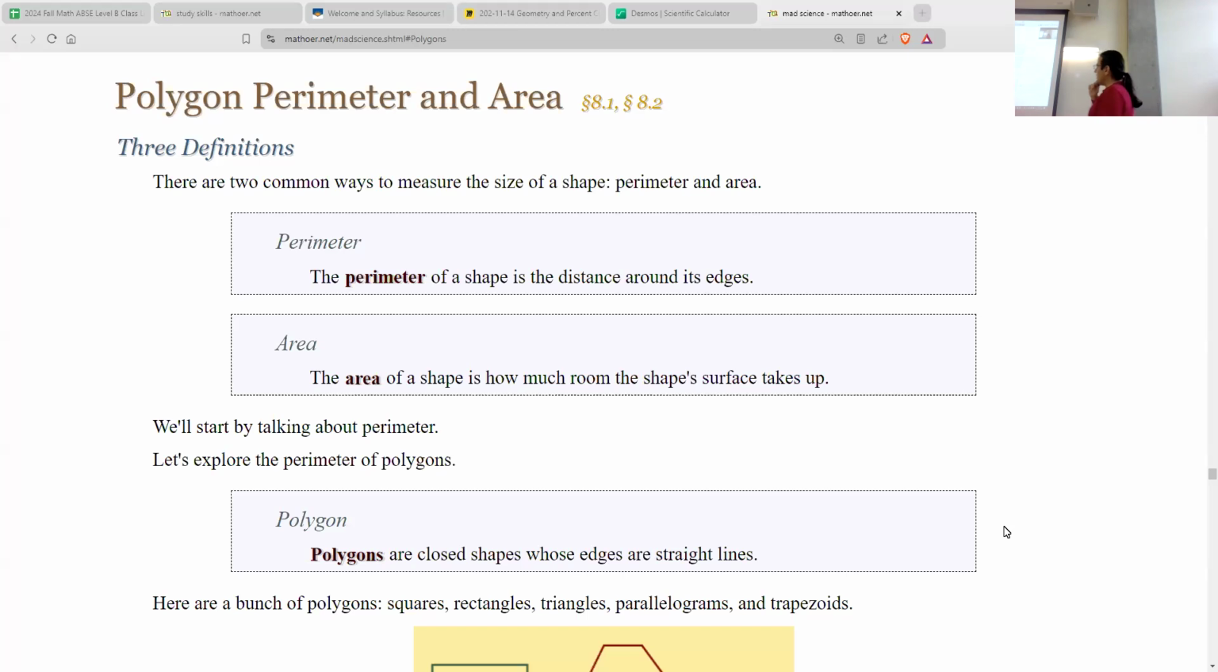So to review some geometry stuff, the perimeter of a shape is the distance that you would go around its edges. If I was to grab pointers, I pretend that I was an ant walking around that shape. I would want to pick a corner and keep track of that.